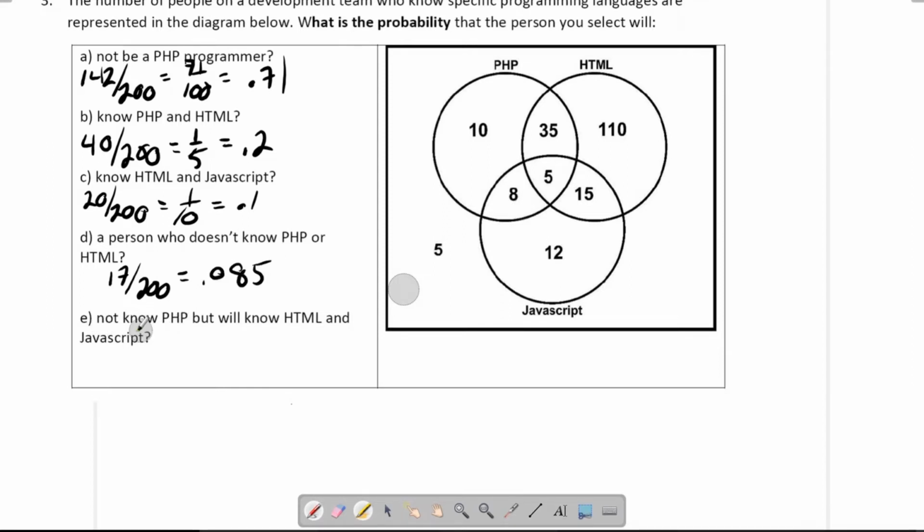Last one, somebody who doesn't know PHP, but will know HTML and JavaScript. So they don't know PHP, but they know HTML and JavaScript, so they have to know both of those. So we end up with the 15 out of 200, which is equal to 3 out of 40, or you could convert it to decimals of 0.075.